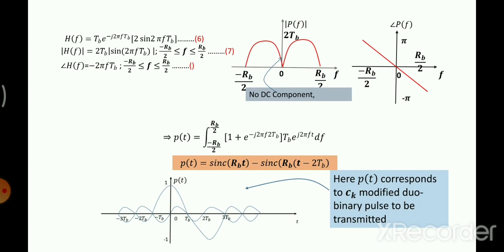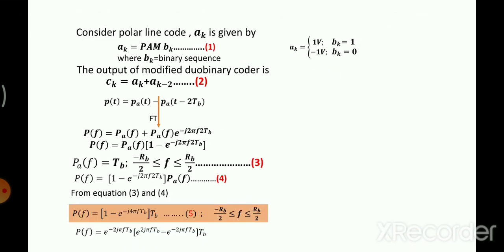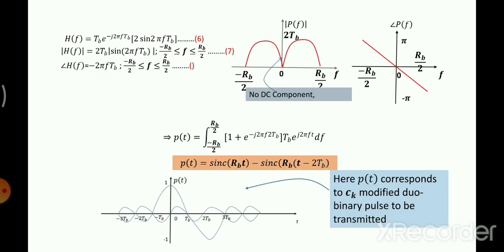So equation number 5, if we see here, this was the frequency domain description. If we just do the inverse Fourier transform, we're going to get the time domain description. So I'll take equation number 5 and do the inverse Fourier transform. This is the formula of inverse Fourier transform.